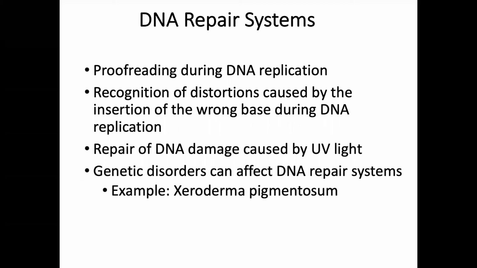The DNA repair system in our body can do many things as listed in this slide. It can proofread during and after DNA replication, and repair DNA damage caused by UV. Failure of any component in this system could lead to genetic disorders. We'll talk about one example named xeroderma pigmentosum in a few minutes.